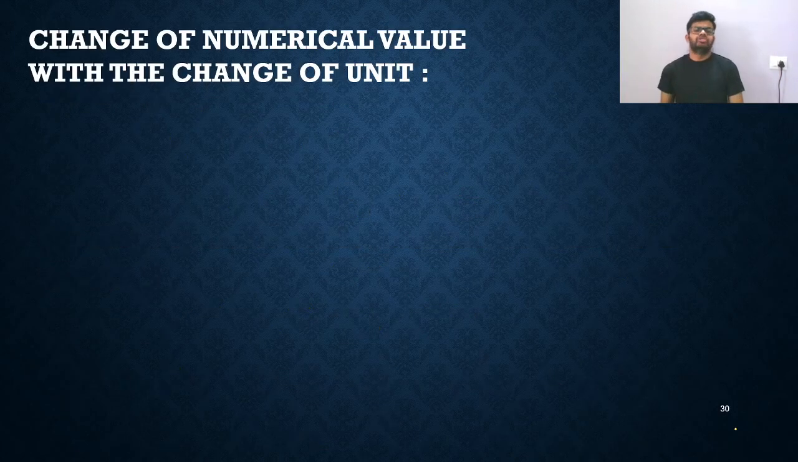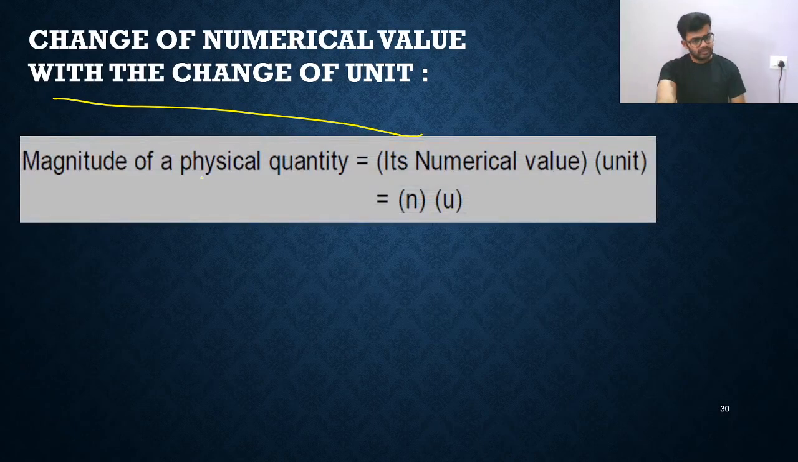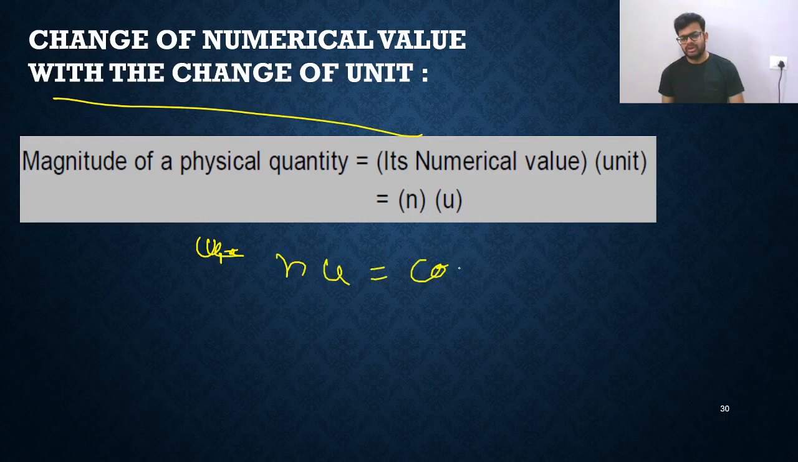Change of numerical value. Let us talk about this fast. How to change from MKS to CGS, SI to CGS and like that. We will talk about the conversion factor. The magnitude of any physical quantity is always constant. That means nu is equal to constant, in unit number one and unit number two. So nu is always equal to constant.